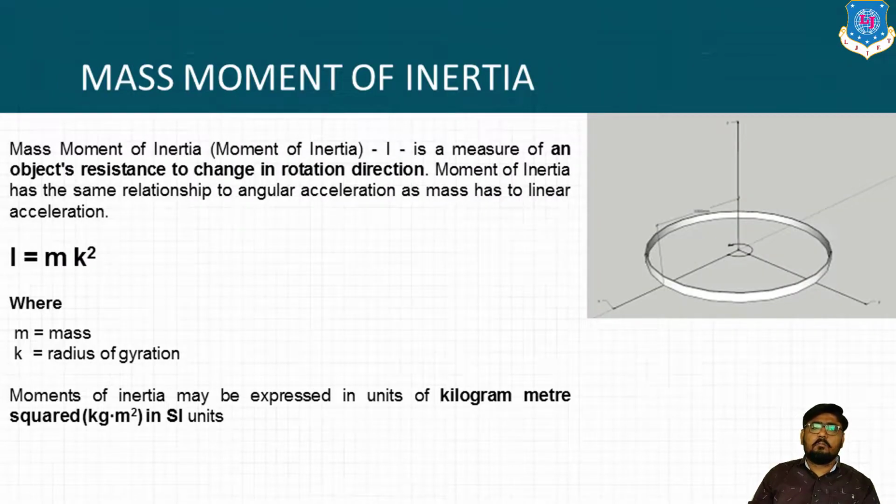Now the next topic is the moment of inertia. The mass moment of inertia, that is I, is a measure of an object's resistance to change in rotational direction. The moment of inertia has the same relationship to angular acceleration as mass has to linear acceleration, that is, I is equal to mk square, where m is the mass and k is the radius of gyration. The moment of inertia may be expressed in units of mass, kg, and radius squared, meter square. So kg meter square is the SI unit of moment of inertia.